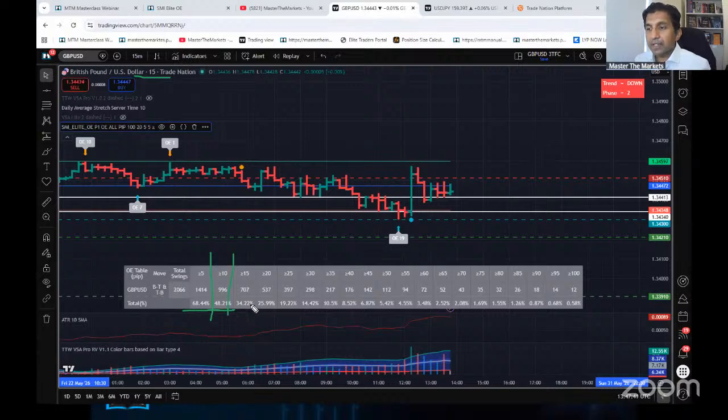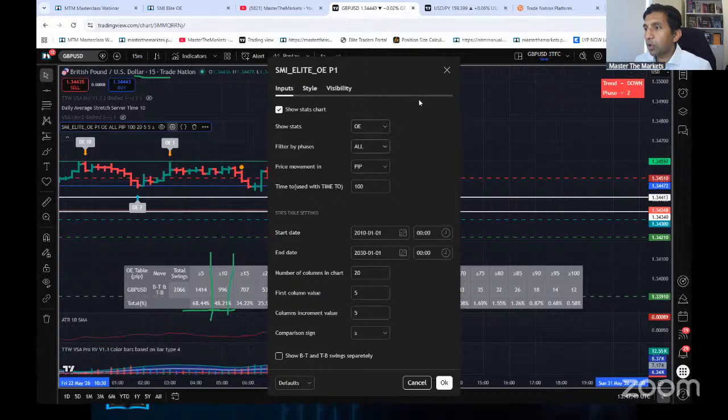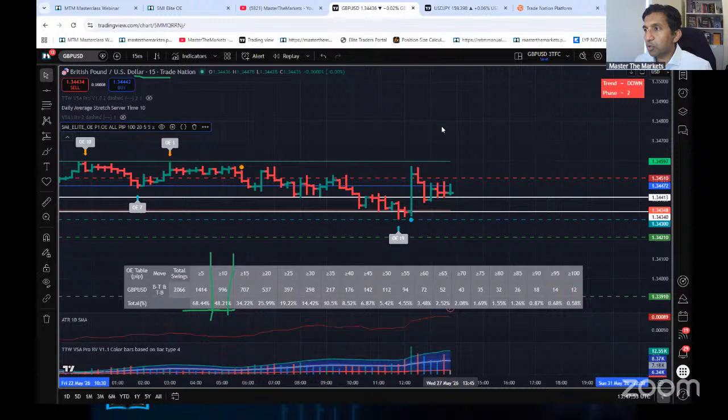If I put a 10 pip target, it's got a 50% chance. But remember, this 50% or 70% chance is based on you choosing every single dot, right? Which is what I have put over here on the all section. I can also filter it down to just trend alignments and counter trends as well. And all this has been programmed by our clients.